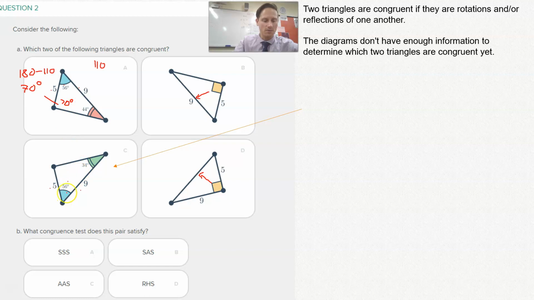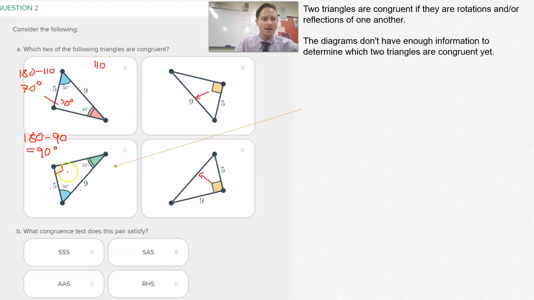How about this triangle? We've got 56 and 34. Now 34 is 10 less than 44. So we know what this angle here is, okay? 180 take away 56 plus 34 is 90 equals 90 degrees. Now 90 degrees is a right angle, so I can put that angle in there.